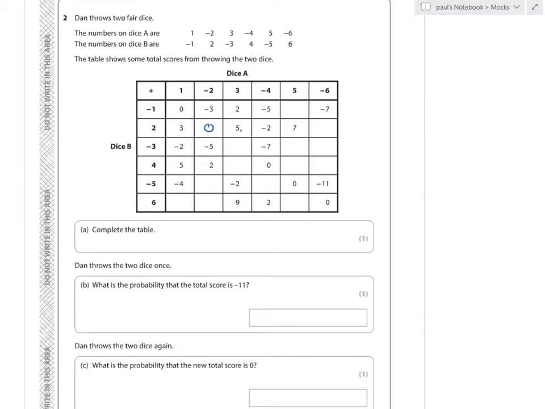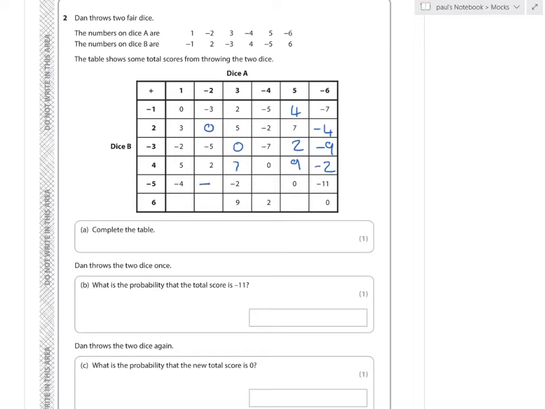2 and minus 6 is minus 4. Minus 1 and 5 is 4. Yeah, so I think we're starting to complete this table okay. So minus 3 and 3 is 0. Minus 3 and 5 is 2. Minus 3 and minus 6 is minus 9. 4 and 3 is 7. 4 and 5 is 9. 4 and minus 6 is minus 2.